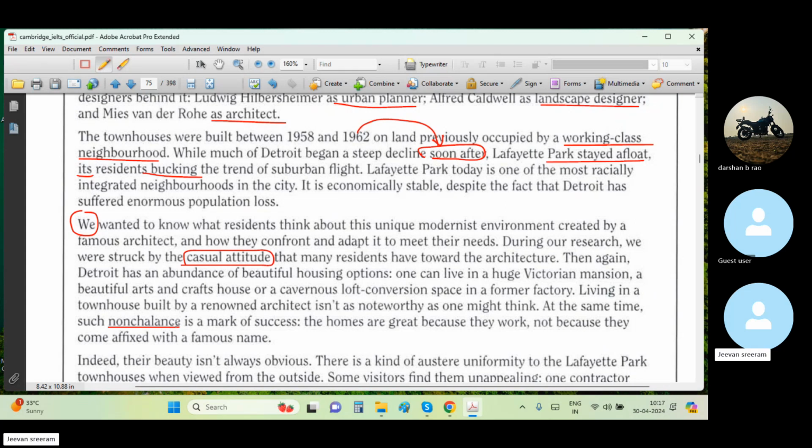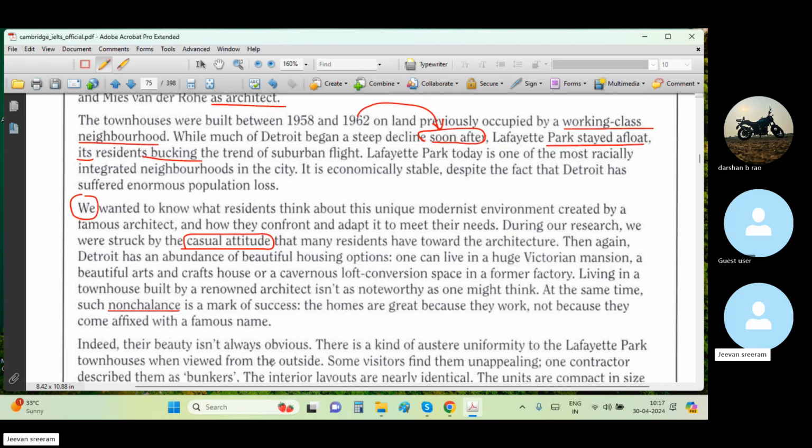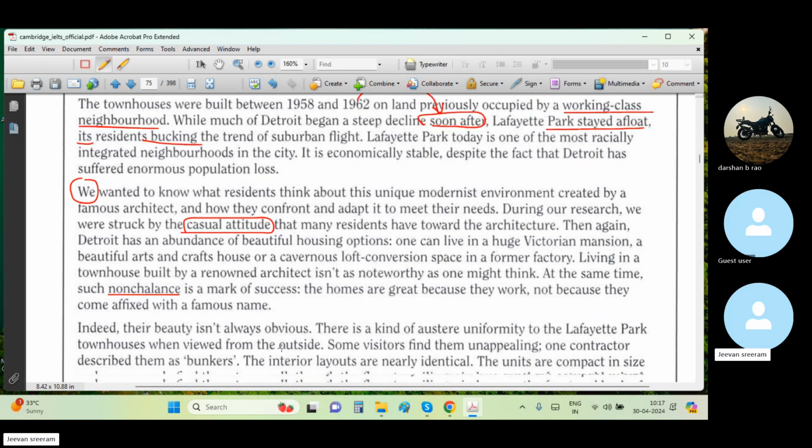So as they are not complaining, they don't have any special feeling towards the architecture. Their casual attitude is actually a success. The author is indicating as such. Okay, buddies, are you all following?